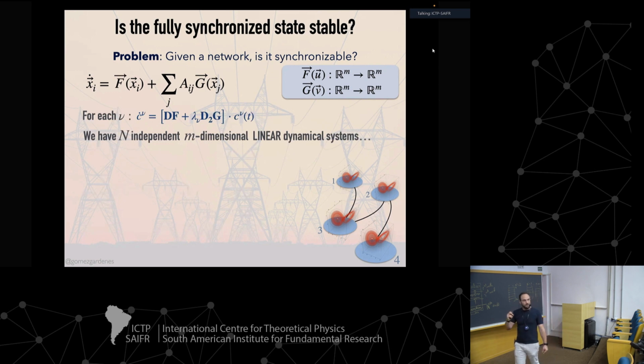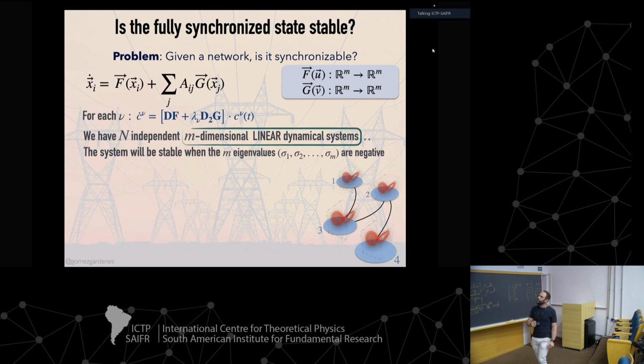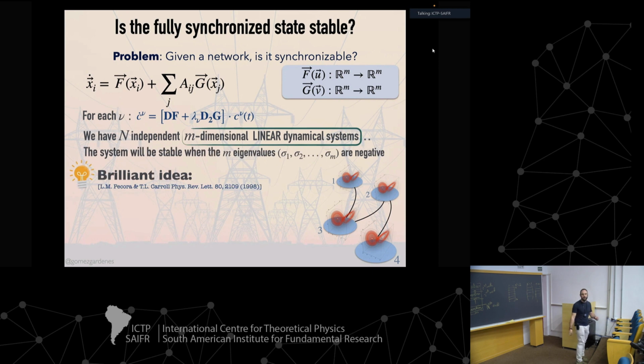We have passed from solving a linear problem of an nm times nm matrix, and now what we have here is an m times m matrix. And they say something, hey, yes, but there are n of them. Okay, but these are very simple to solve. And now the second idea, the second brilliant idea, which was due to Pecora and Carroll: you don't need to solve n independent m-dimensional linear systems.